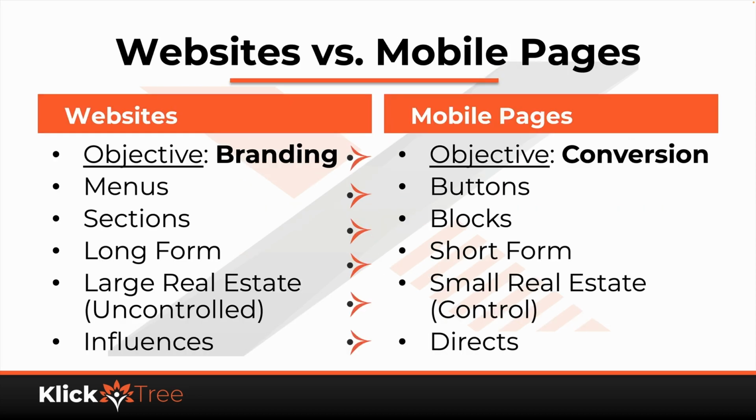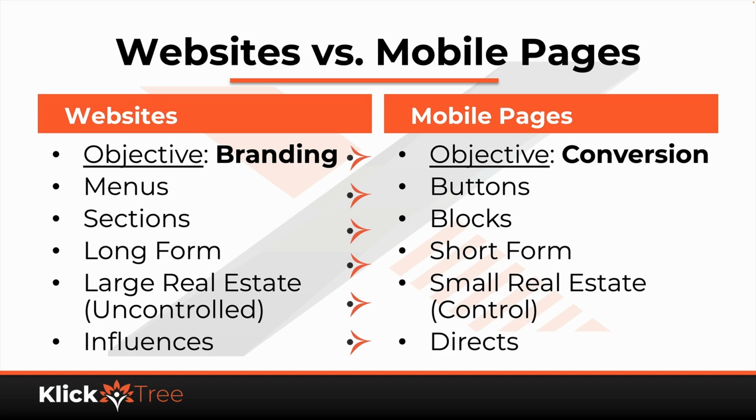Now, we have to understand that desktop pages and mobile pages are very different. With a website, the main objective is branding. Websites don't become obsolete, they just come later in the process, especially when people want to get to know you. It's built with menus and sections. It's often long form, and it has a large real estate, meaning a large screen, and it's usually uncontrolled. It's mainly focused on influencing other people.